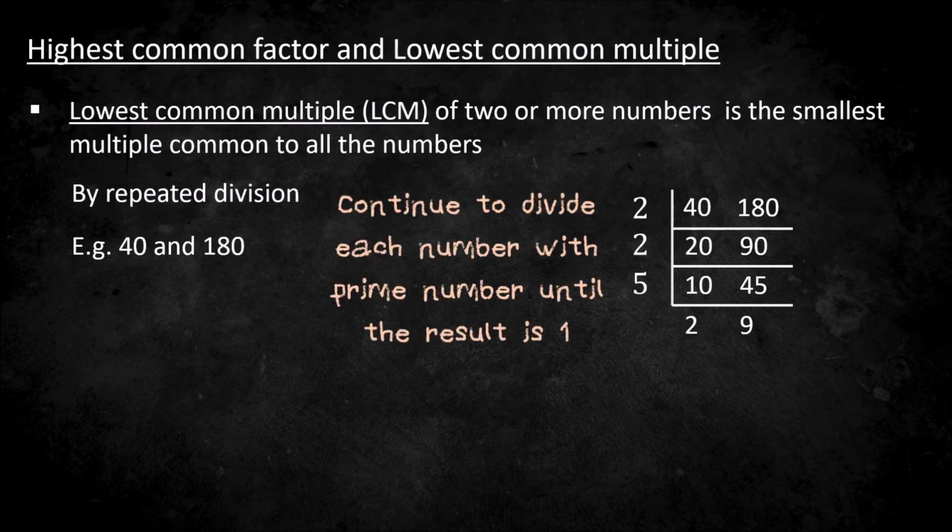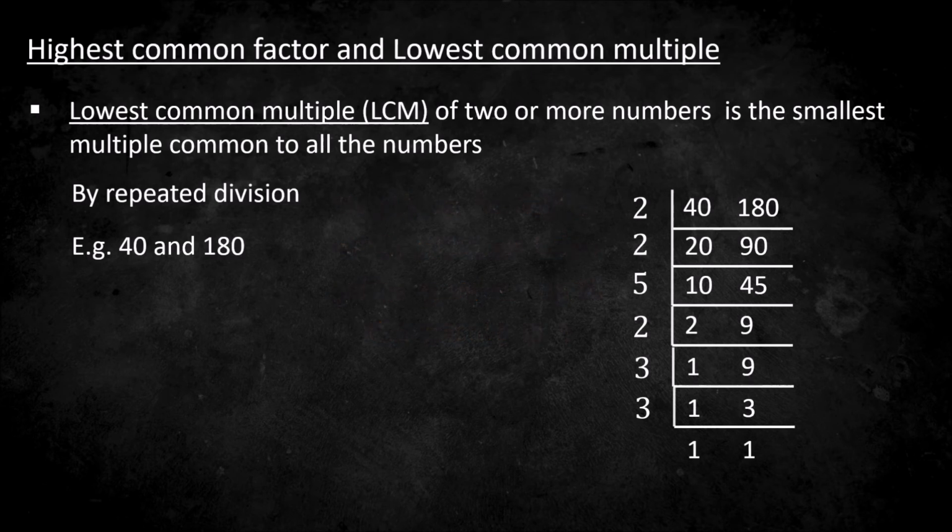In this example, we divide 2 by the prime number 2. The result is 1. Moving on to the number 9, we divide it by 3 until it reaches 1. The lowest common multiple is product of the prime numbers.